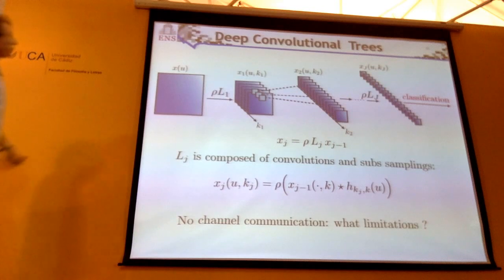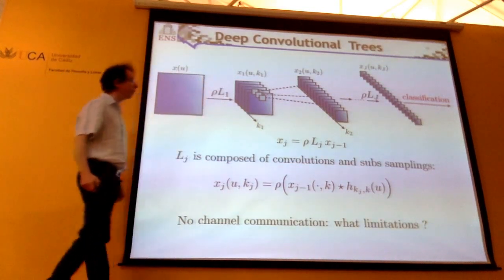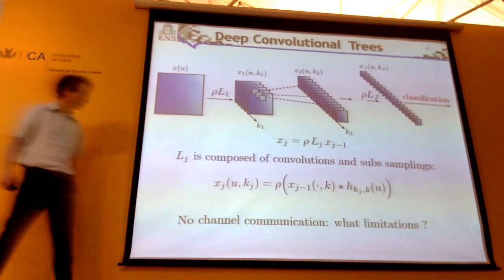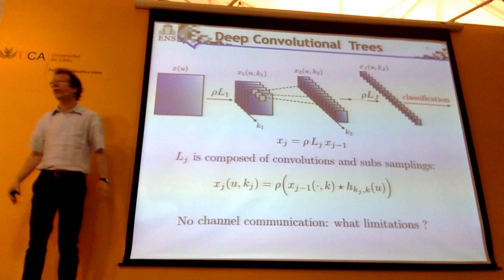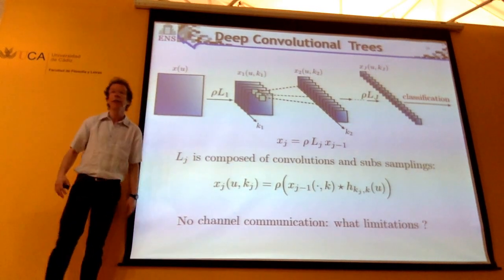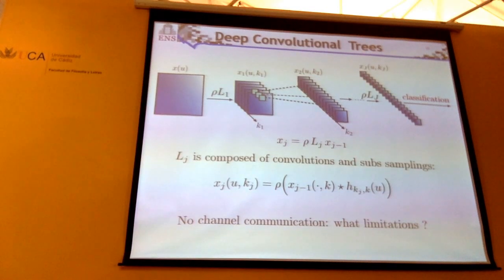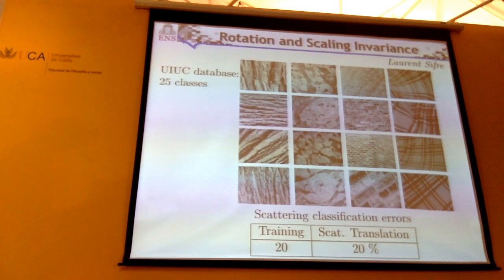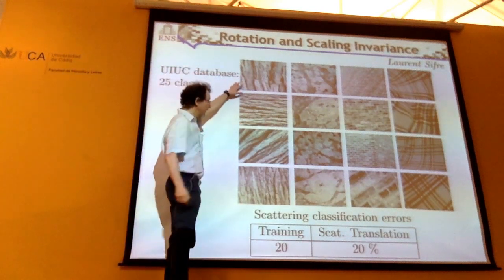Okay, so what we've been working with are these convolution trees. And the question we ask, so there's a number of successes that we see. The question we ask is, is there any limitation to the fact that we don't make any communication? So let me now go on the dark side of the problem.